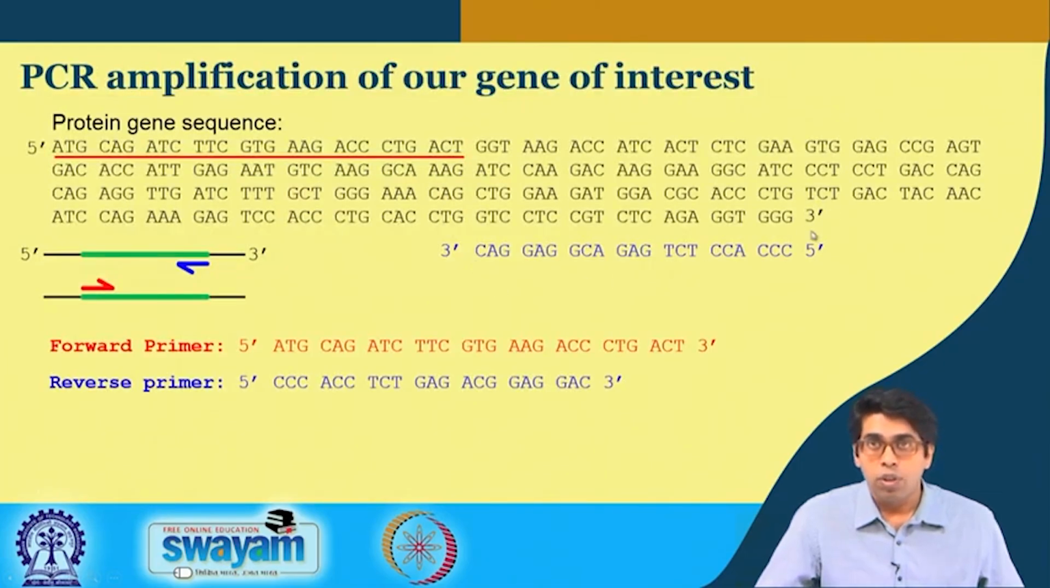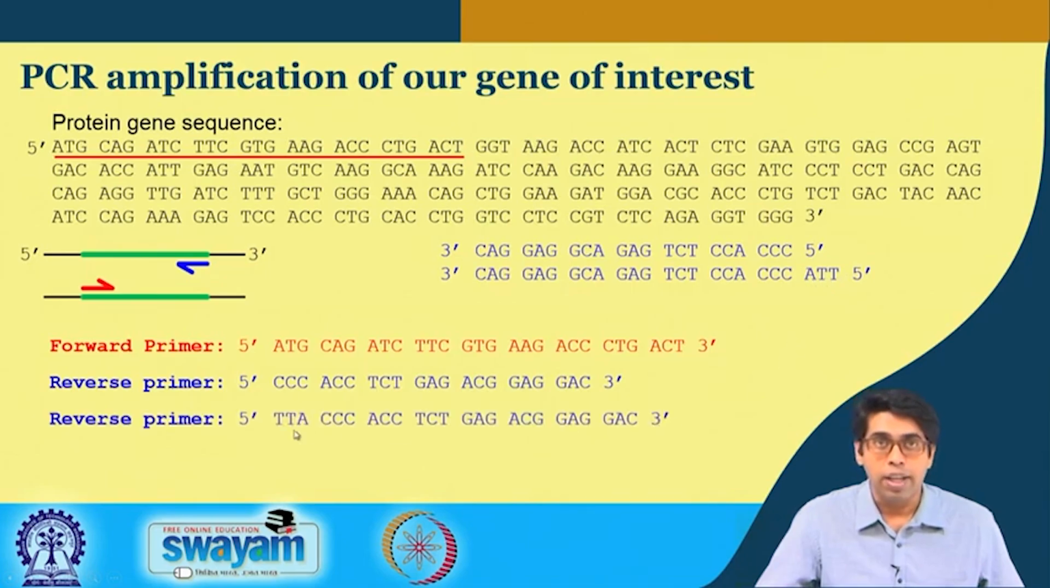So, again that stop codon will come after this last amino acid. So, it should be TAA. Now, since I am doing it as a complement, this will become ATT, because here it is TAA. So, the complement is ATT. Now my primer will have these extra sequences from the 5 prime end, which is TTA. So, now I write my reverse primer as TTA, and then this part remains exactly the same.